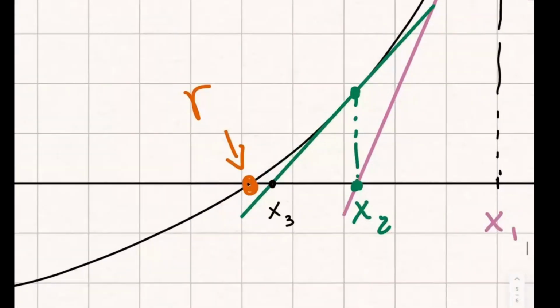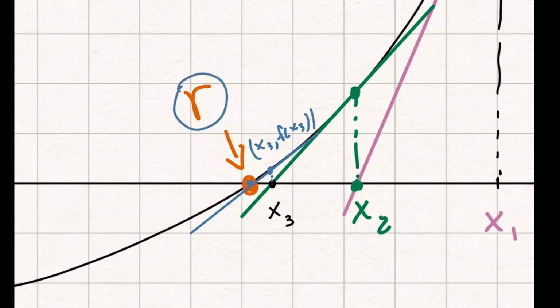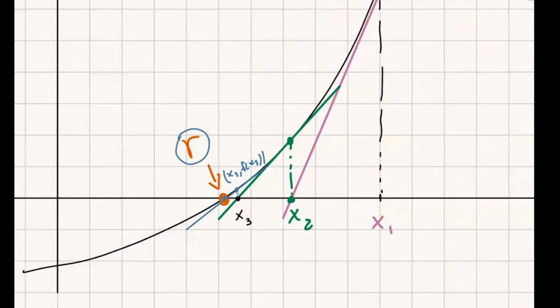And as you can see, if I continue on, if I extend that and draw a tangent line through this point (x3, f of x3), you see that I'm getting closer and closer to the actual R, right? So in this case, I probably need like 3 iterations or so to get to R as close as possible.